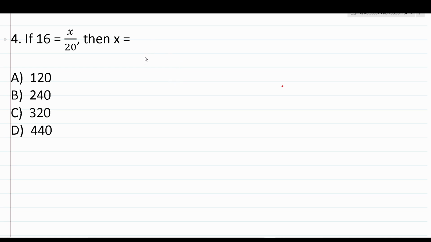All right, so number 4 says this, if 16 equals x over 20, then x equals. So we're being asked to solve this equation for x. 16 equals x over 20. Some people see this problem a little bit easier when they rewrite it. Again, there's technically an imaginary 1 in front of this x, so I can actually rewrite this like this. 16 equals 1 over 20 times x.